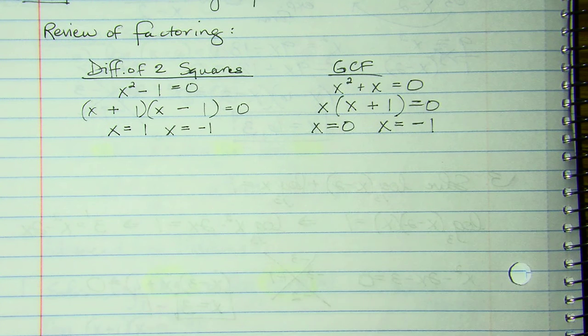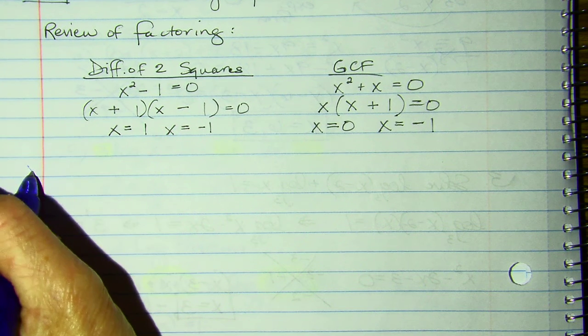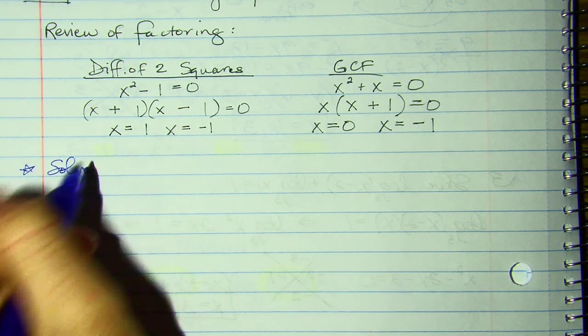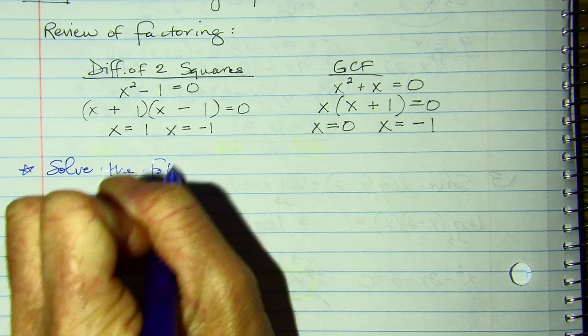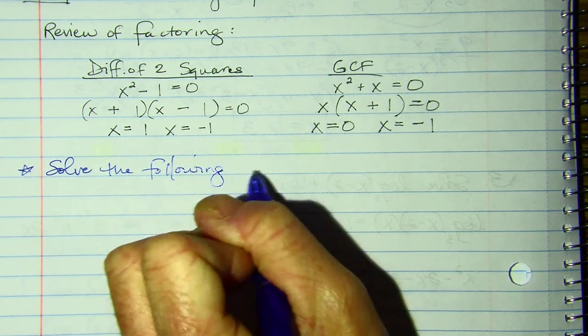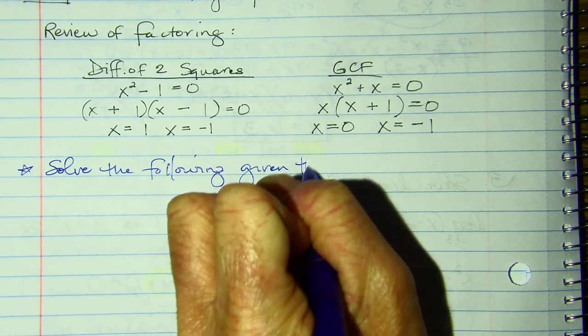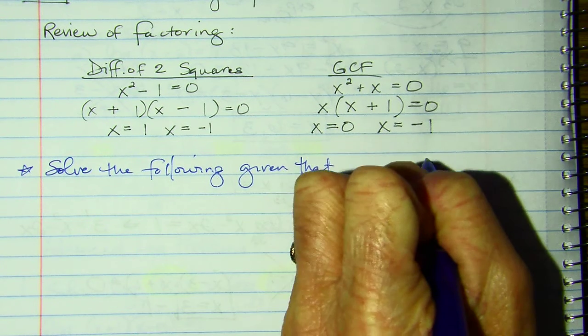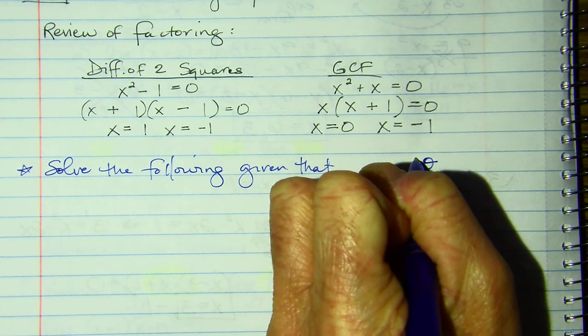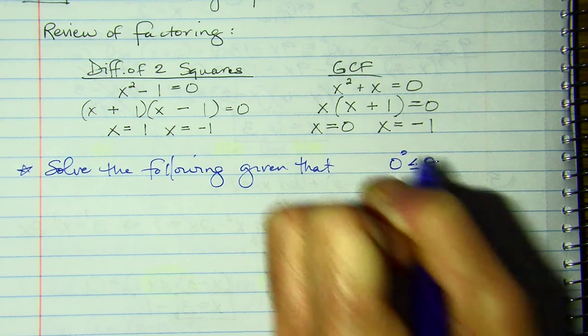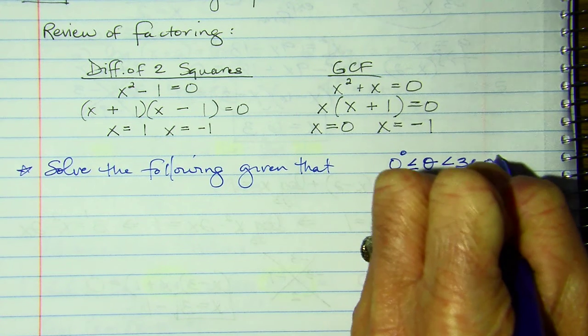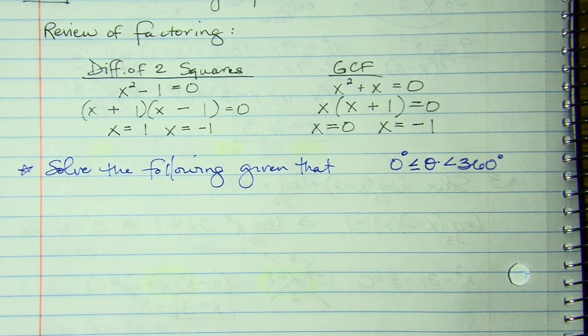So here we go. We're going to do several so that you have a feel for how to do this. We are going to solve the following, given that theta is greater than or equal to 0 degrees but less than 360 degrees. So we're only looking at the angles given that domain.